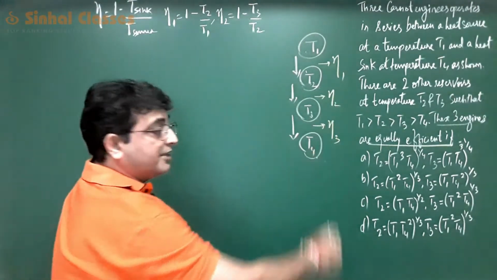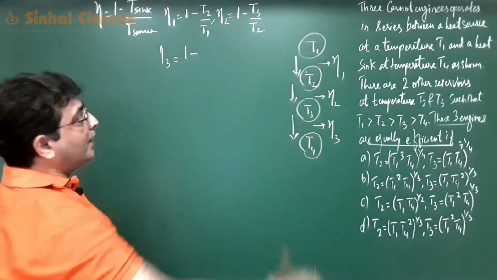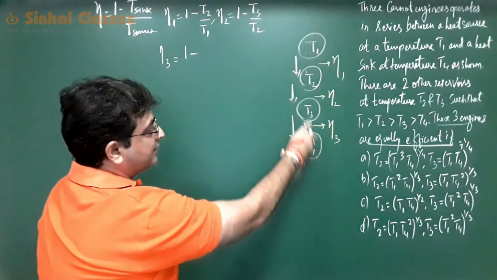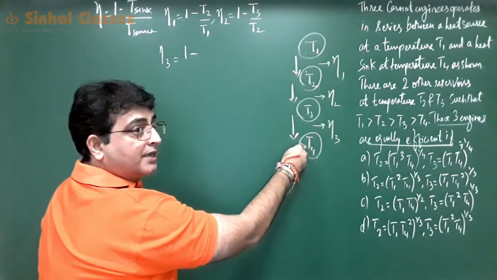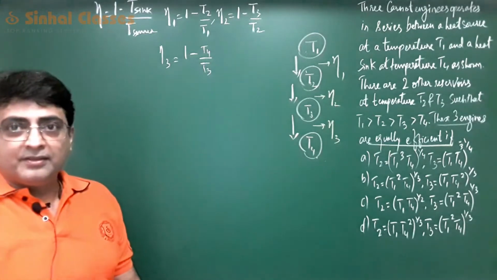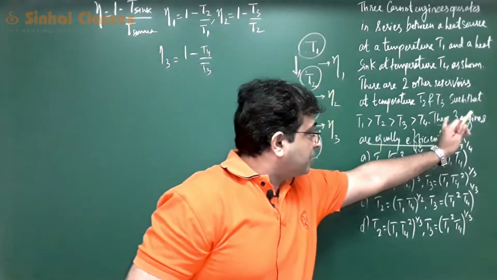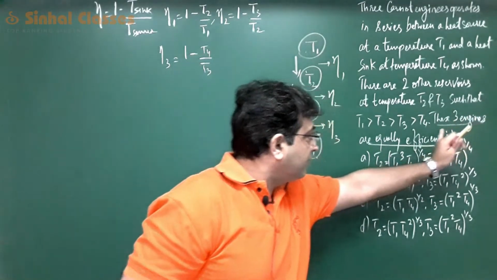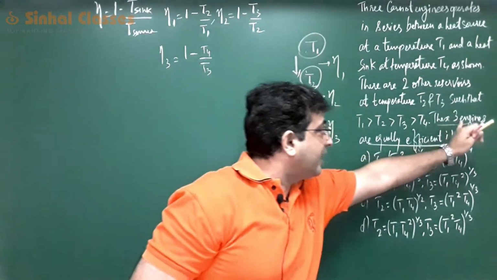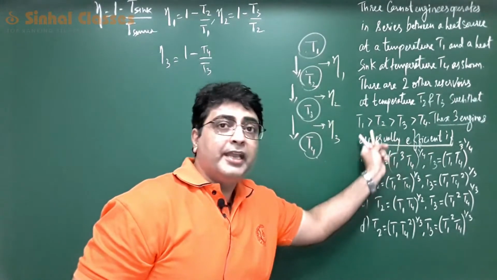Likewise, what about eta 3, the efficiency for the third engine we considered? It's 1 minus what exactly? This is the source, this is the sink. So can I say it's T4 by T3? So what exactly are you going to do, students? You are going to consider that all these 3 engines have their own efficiency, but the efficiency of all these engines is the same. Have a look at it.